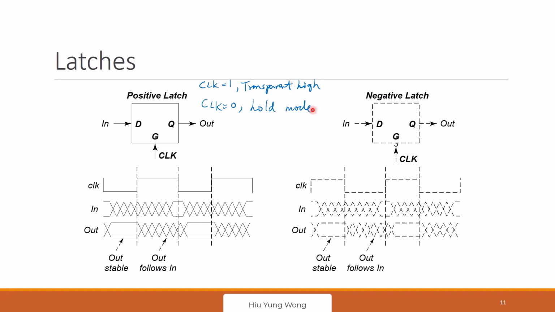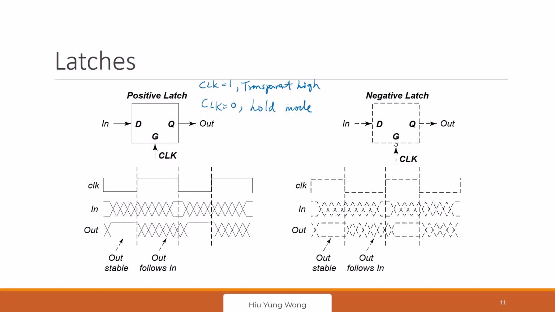Okay, let's look at the timing diagram. This is the clock. This is the input data. So when the clock is low, even if your data keeps changing, nothing happens because you cut it, it's hold. Once the clock is high, you change your input data at D, and it just changes accordingly. And once your clock is low again, it just holds whatever the last value it has. That's why it's called transparent high.